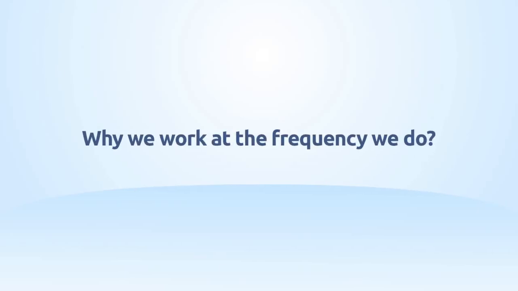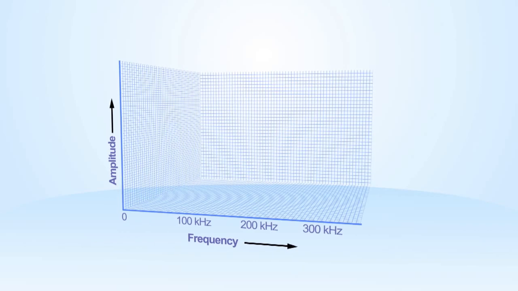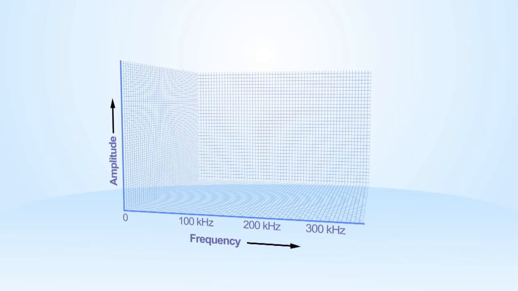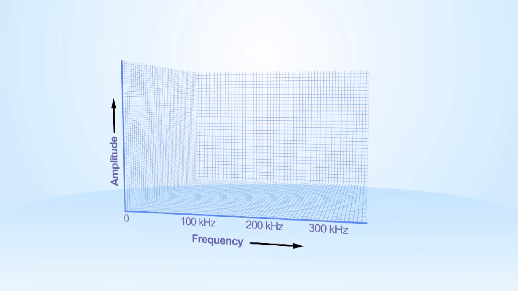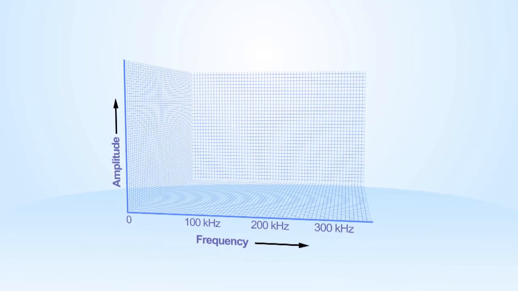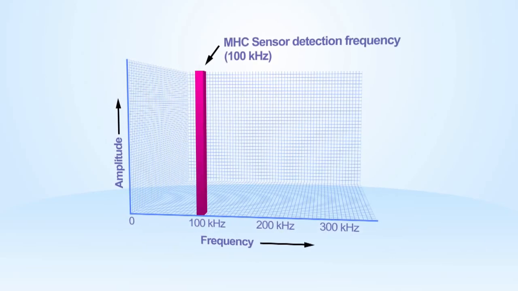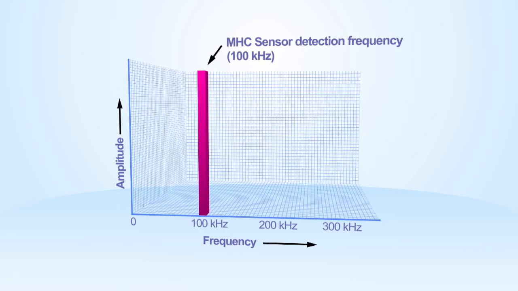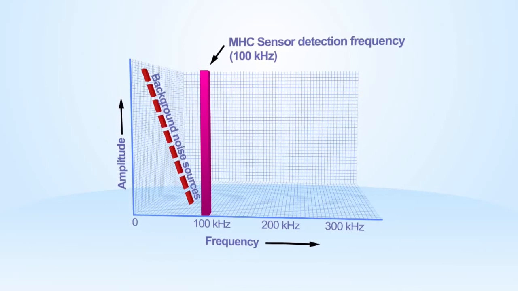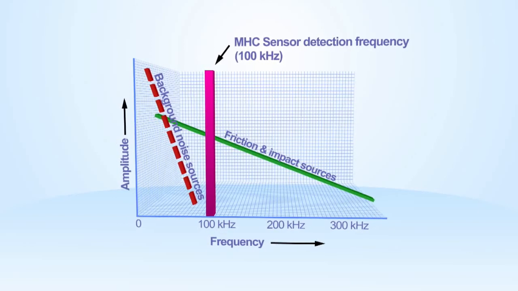Why we work at the frequency we do. The audible spectrum is an extremely crowded place, typically stretching from 20 Hz to beyond 20 kHz. By using frequencies above this range, at around 100 kHz, it is possible to ignore the audible sound and all of the attendant background noises and focus on the specific noise caused by damage within the rotating element.